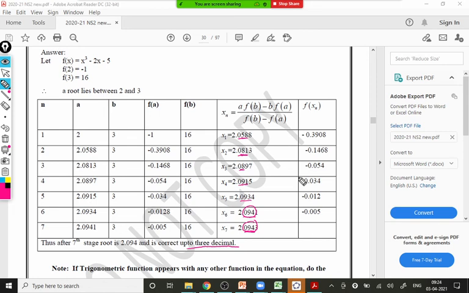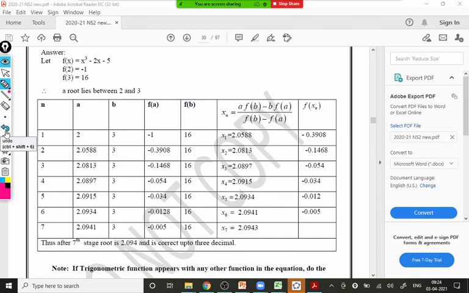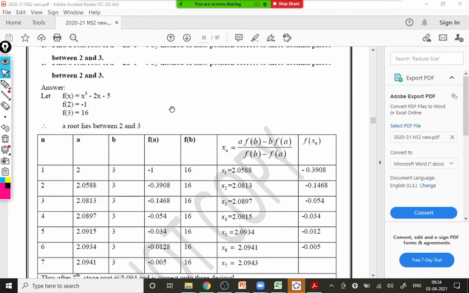Means if my answer is 2.094, your answer can be 2.093 or 2.091. That is okay. Your answer cannot be 2.08. Okay, like that. Clear? Is it clear? Yes, sir. Clear.